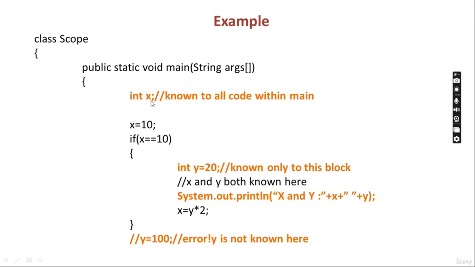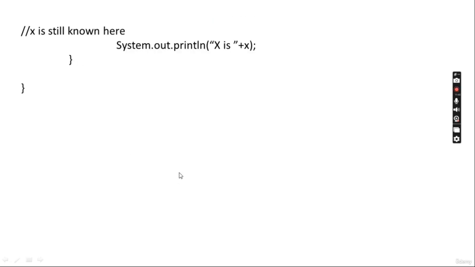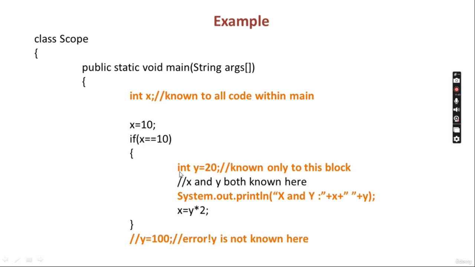Here I have declared one variable, integer x. It is a global variable. It is known to all code within the main function. It is initialized to 10. If x is equal to 10, then I will go inside and I am declaring, very important line here, declaring y with 20. So what is declaration? Declaration is, we have already seen, data type, variable name, is equal to value. This line is called declaration. Okay.